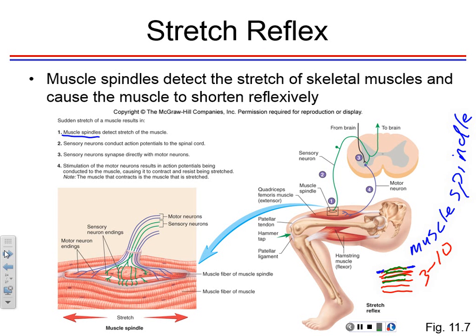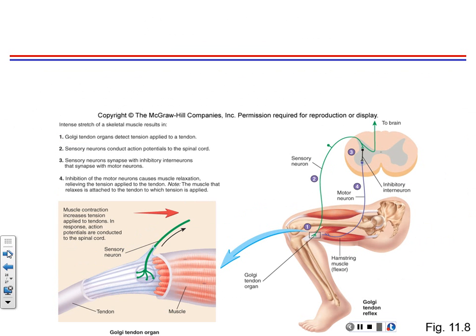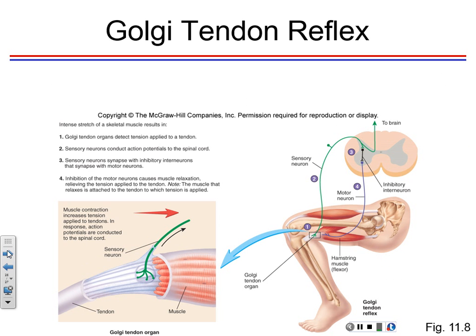And the receptor is a muscle spindle, not your knee. Your sensory neuron synapses directly with the motor neuron, so it's the simplest reflex, the stretch reflex. It prevents your muscles from being overstretched, so it will cause the muscle to contract. I want you to know for each reflex the kind of receptor that's involved and what it does. The stretch reflex pretty much contracts the muscle when the muscle is stretched.